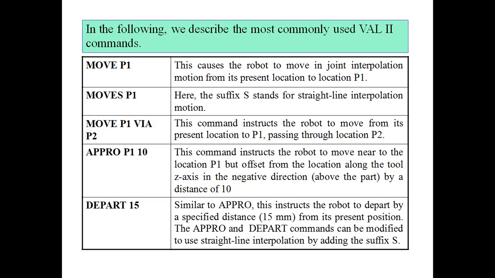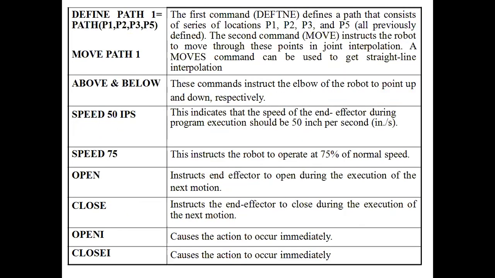Okay, then the next one is approach. Approach instructs the robot to move near to the location, but it will be offset from the location along the tool Z axis, plus it has to go with the distance of 10. Similarly, depart instructs the robot to move by the specified distance, 15 mm, from its present position. The approach and depart commands can be modified to use straight line interpolation by adding the suffix s.